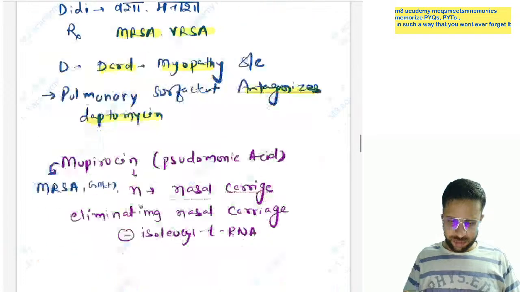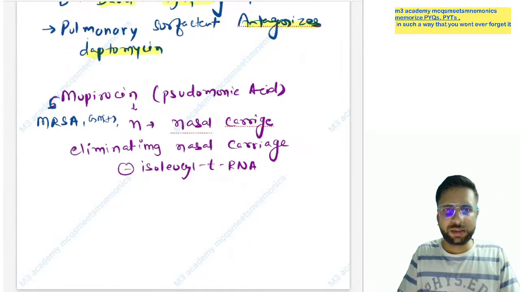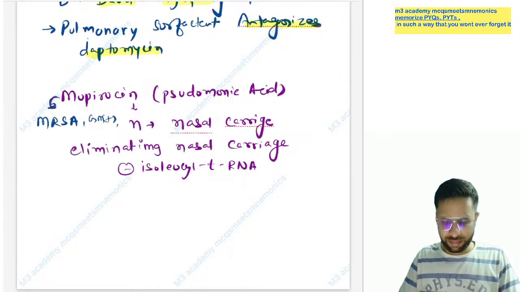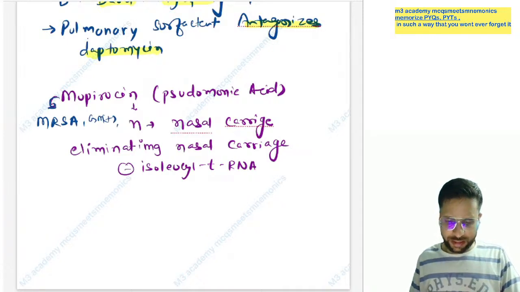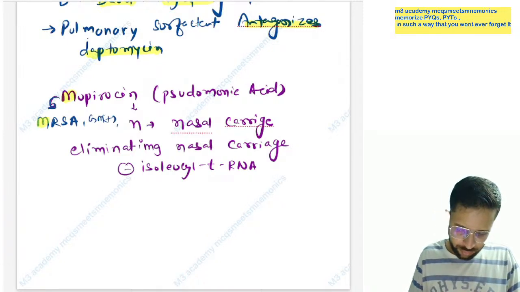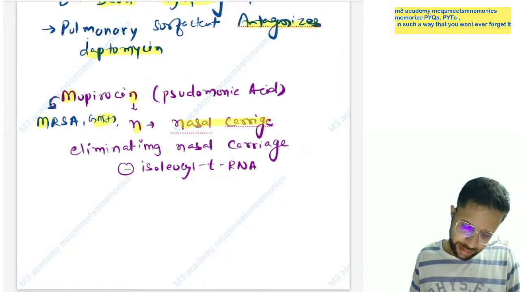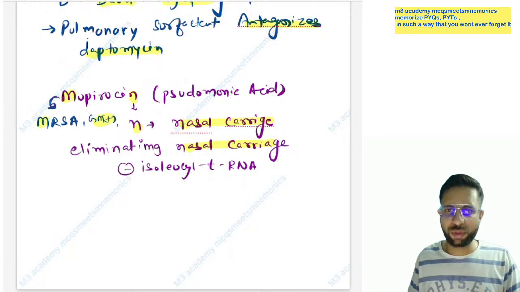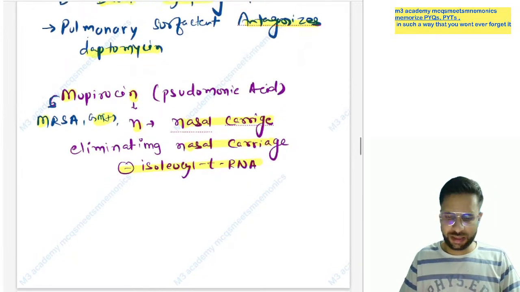So our next drug is mupirocin. This question was asked about mupirocin: what is used for staphylococcal nasal carriage? What is mupirocin also called? Pseudomonic acid. We can use it for MRSA and gram positive bacteria, and N is for nasal carriage, eliminating nasal carriage. This question has been asked before. Yes, this is a NEET PG PYQ.